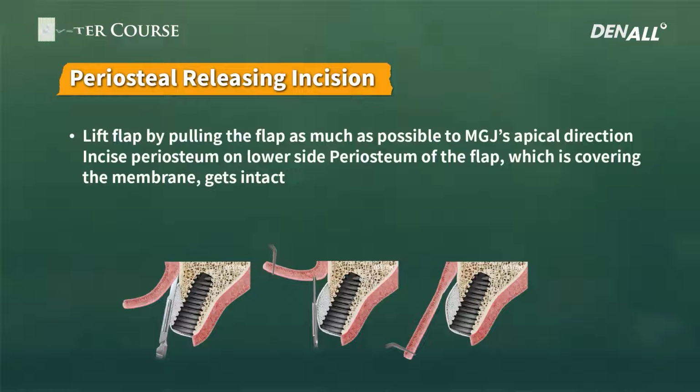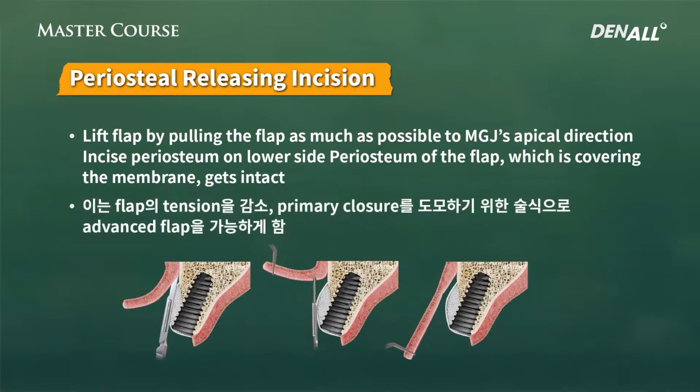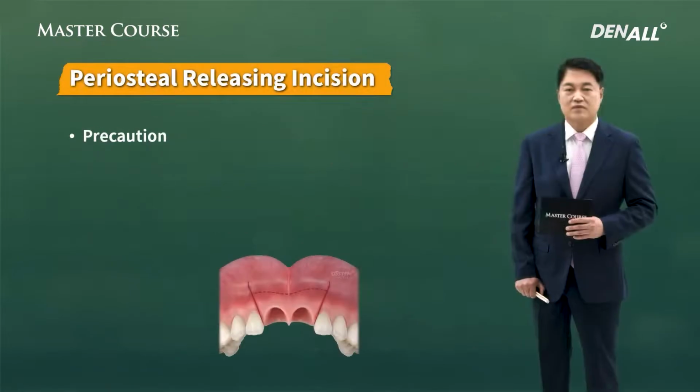Let's look at periosteal releasing incision. By pulling the flap as close to the mucogingival junction's apical direction, lift the flap and periosteum of the flap which covers the membrane, pull it in tightly, and then make an incision on the periosteum. This allows for tension-free suture and allows advanced flap as well as primary closure.